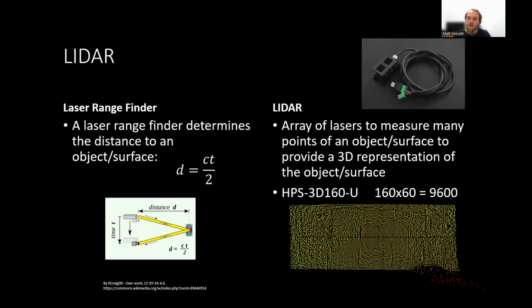So in our case, we use this particular LiDAR, which had an array of 160 times 60, which is 9,600 lasers, providing an image that looked similar to this, or data that looked like this. And if you have a look at this, you can see that these points here in red are a lot closer to us, where these points in yellow are a lot further from us. So this is some object that's a lot closer down in this bottom corner.